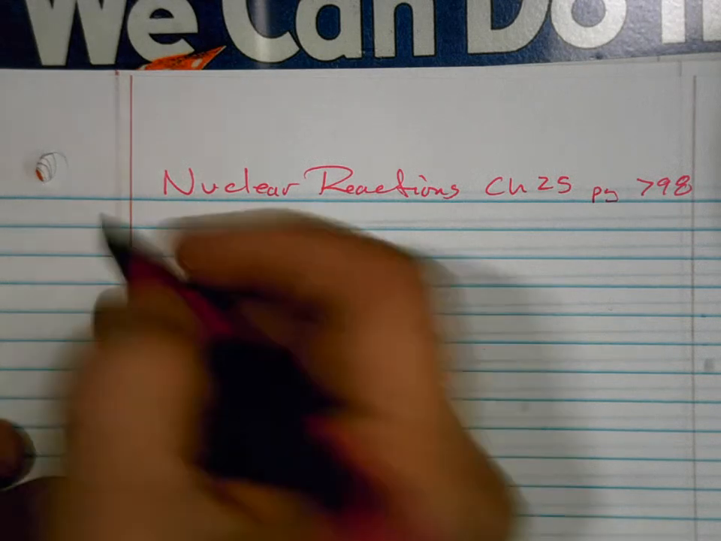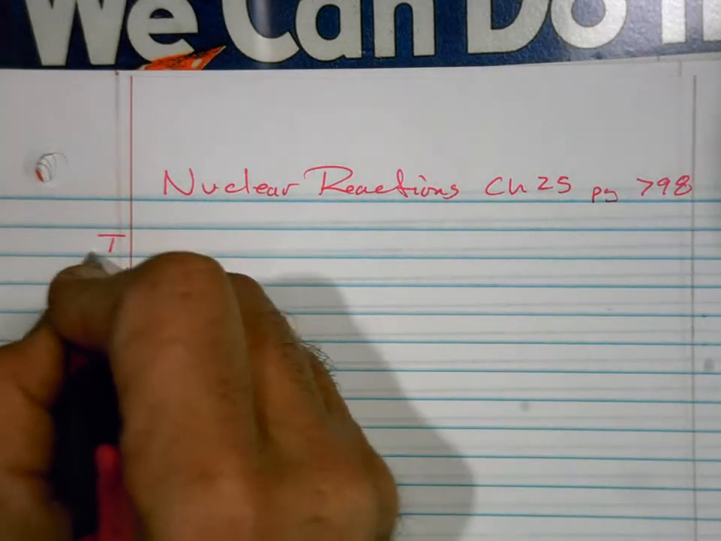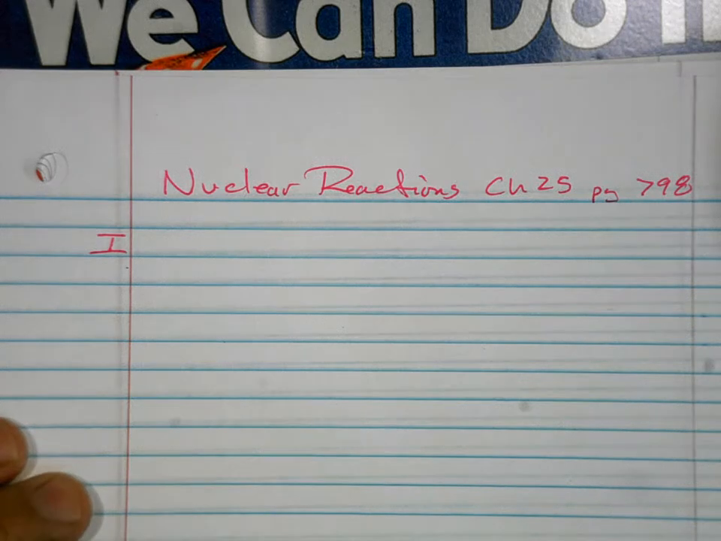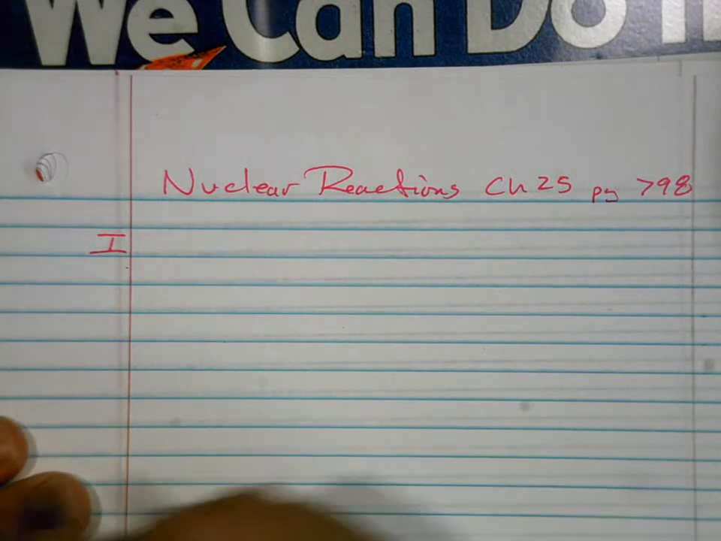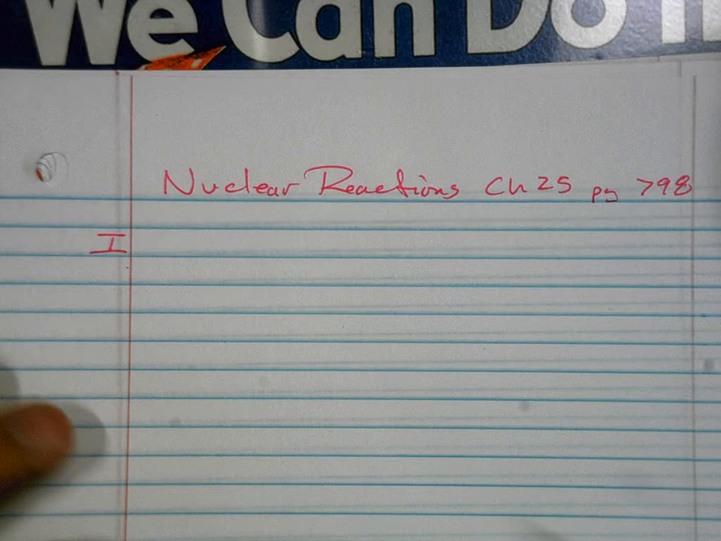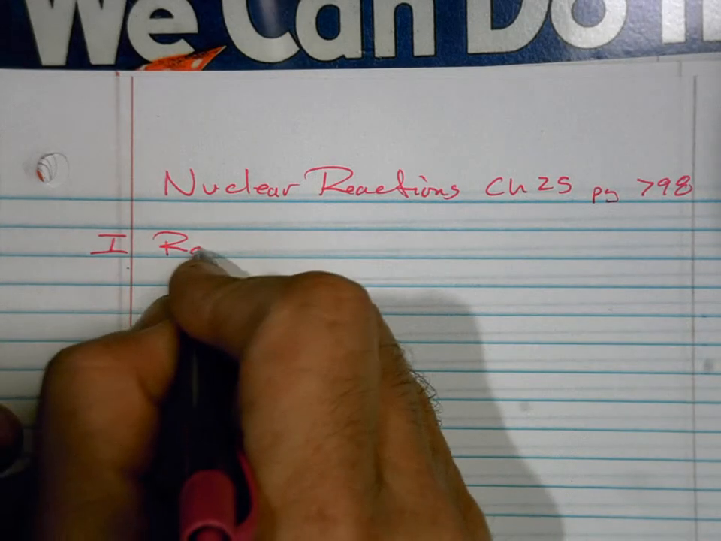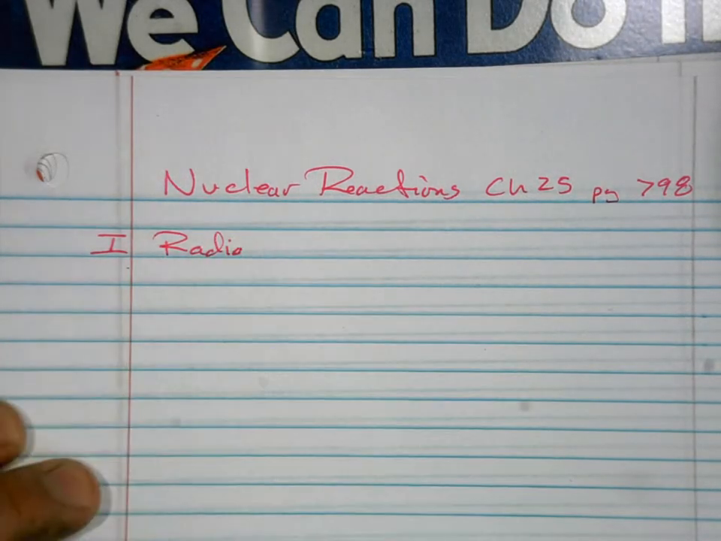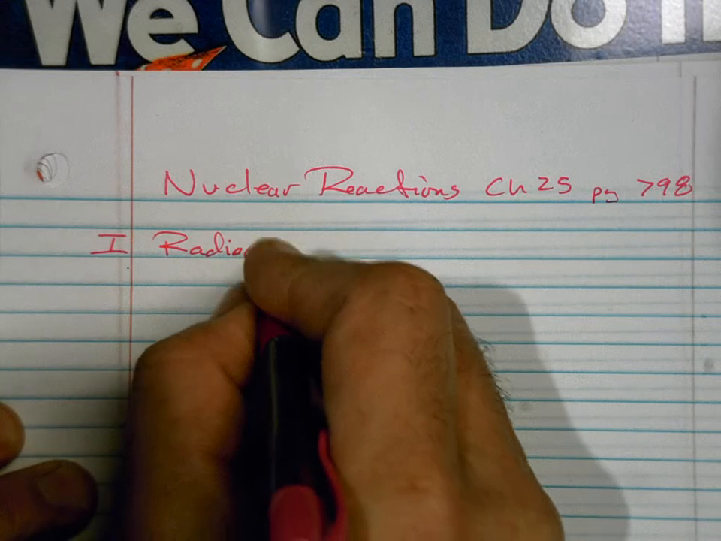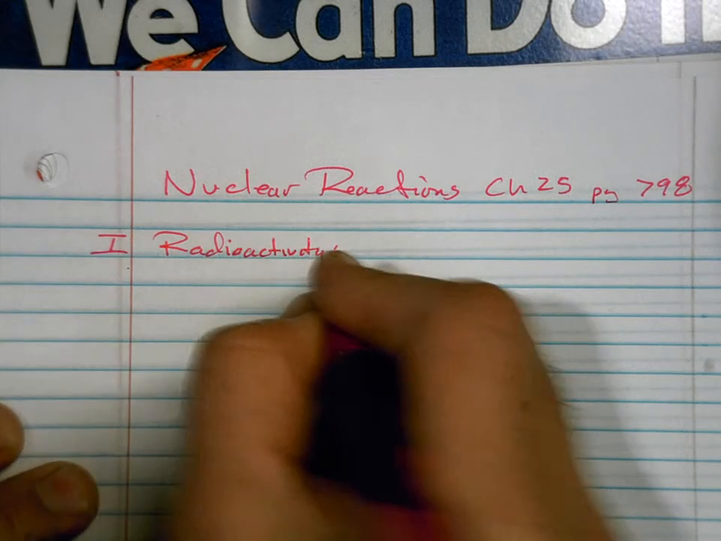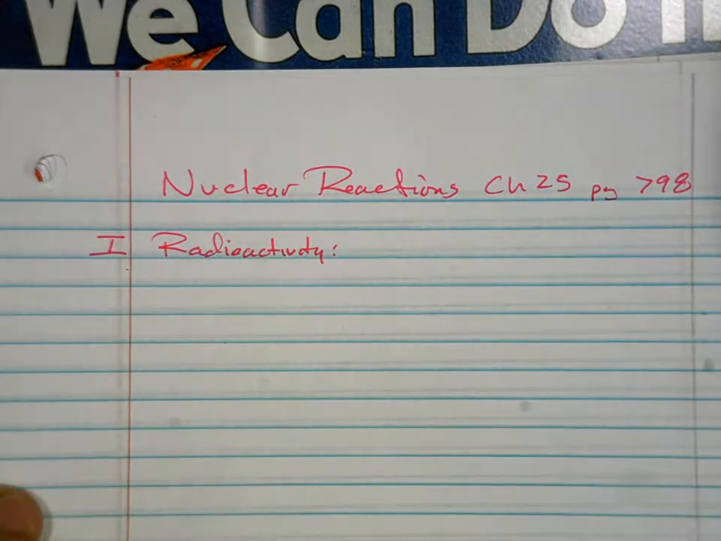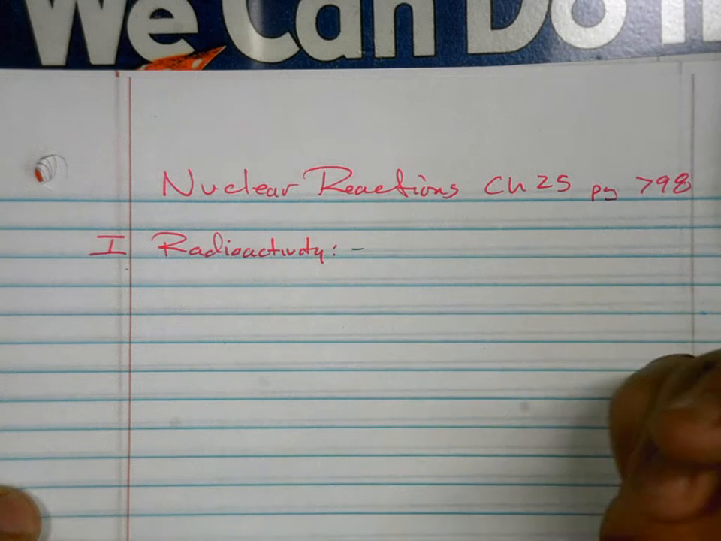So, first off, Roman numeral 1, I'm going to put here nuclear radioactivity. It's just going to define radioactivity as the process of giving off rays. So we got radio, then we have activity. And again, that's the process of giving off rays.